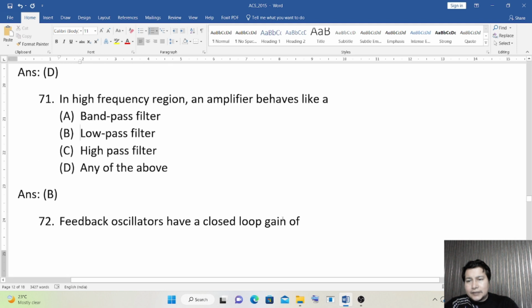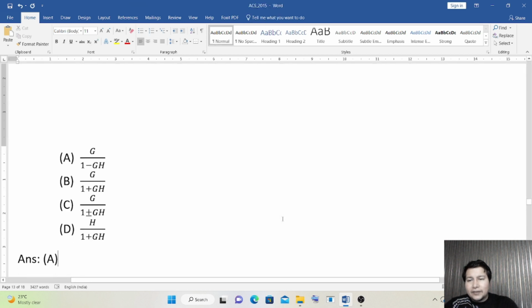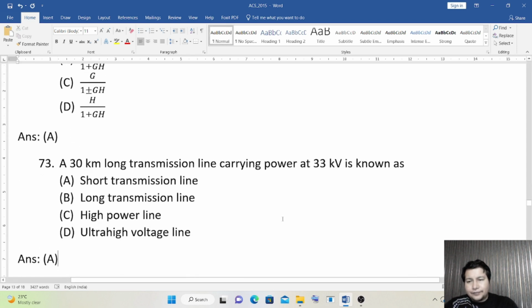71 done. 72. Feedback oscillators have a closed loop gain of... It is just a formula. Correct option will be Z by 1 minus Z.